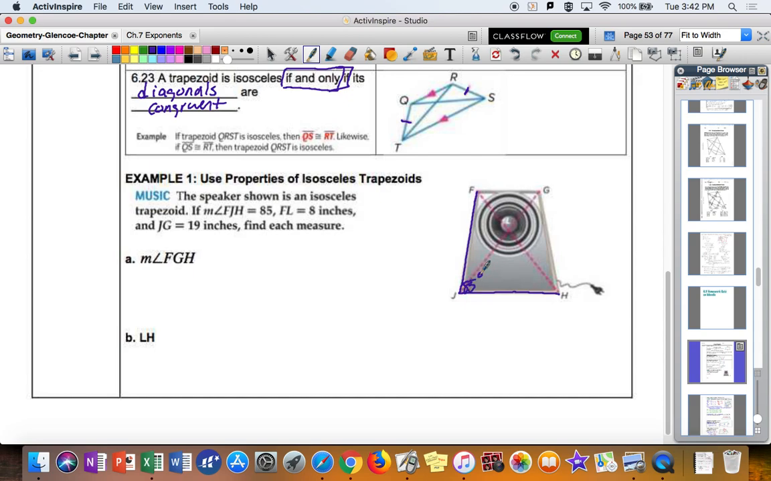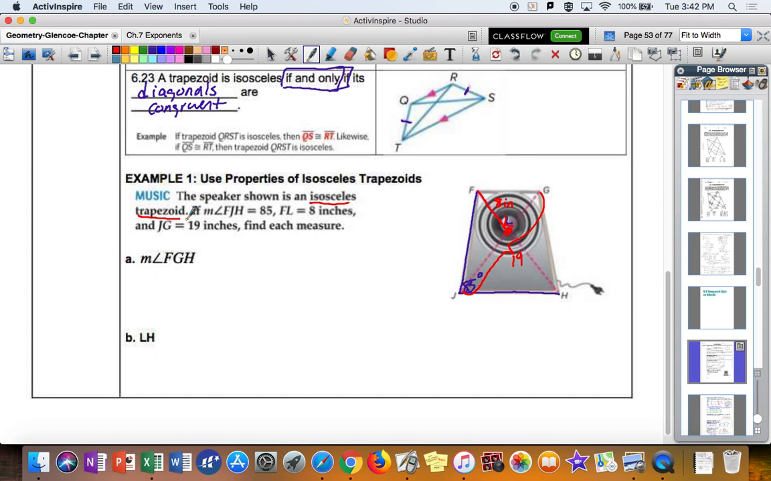We also know that FL, so L is a little bit hard to see here, but here is L, and maybe I'll even use a different color. I don't know what would be easiest here. Let's use red. So there is L right there. So F to L, that distance right there, is 8 inches. And then JG, so J to G, so this entire distance from J to G right here is 19 inches. Okay, so we know it's an isosceles trapezoid, right? So we know something about the diagonals, we know something about the base angles. Let's go ahead and answer the question.